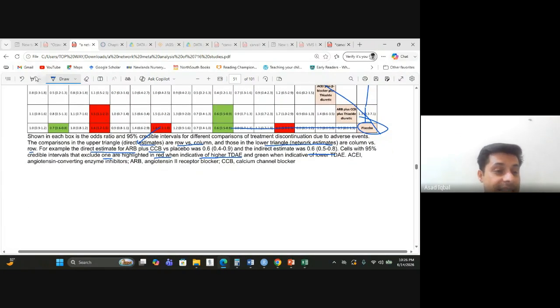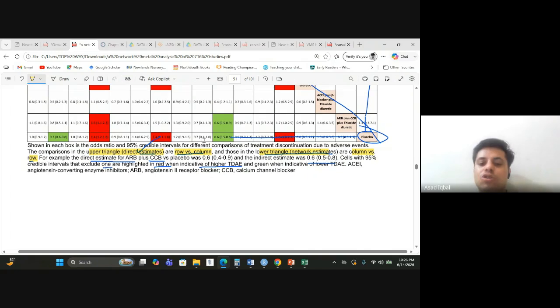And the same thing is written here: in the upper triangle, direct estimates are row versus column. What does this mean? I'm explaining to you. And in the lower triangle, network estimates, I mean direct plus indirect. Now you will ask me what I mean by here in the lower triangle there is column versus row, while in the upper there is row versus column. What does that mean?